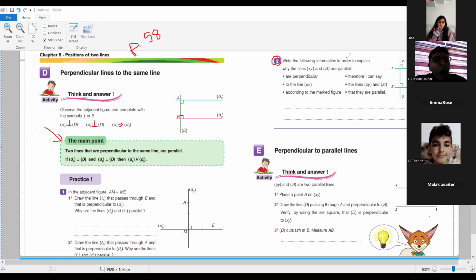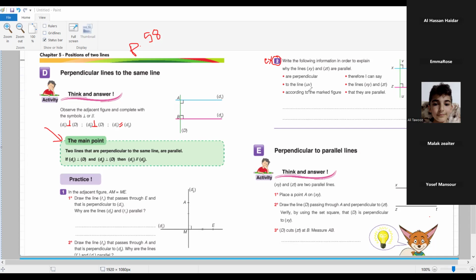Write the following information in order to explain why the lines XY and ZT are parallel. Page 59, exercise 2. They gave you some sentences. You have to put these sentences in order to explain why XY and ZT are parallel.